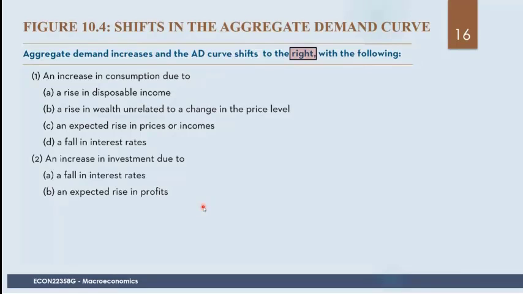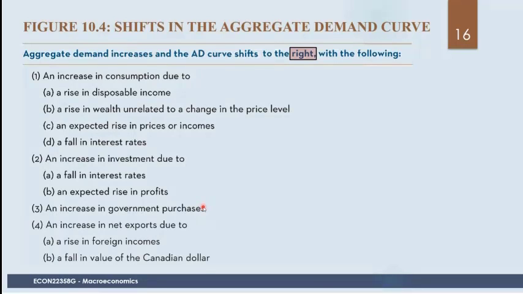It will also shift to the right if there's an increase in investment due to a fall in interest rates, an expected rise in profits, if the government increases their spending, and if there's an increase in net exports due to a rise in foreign incomes or a depreciation of the Canadian dollar.